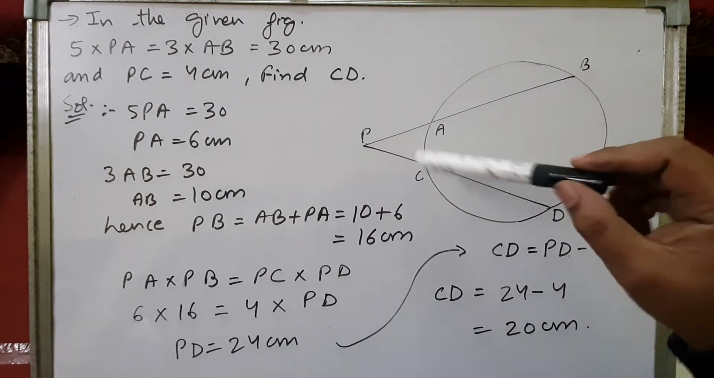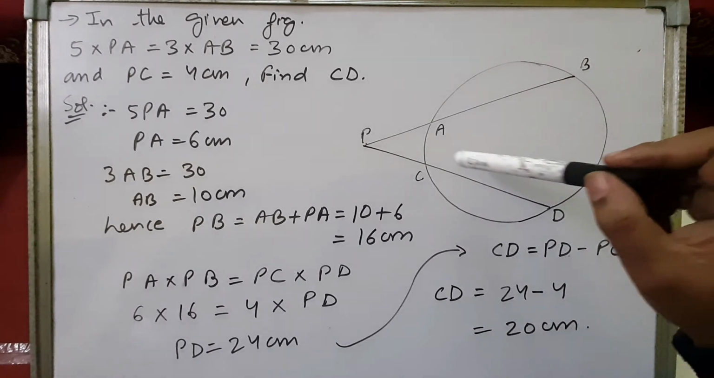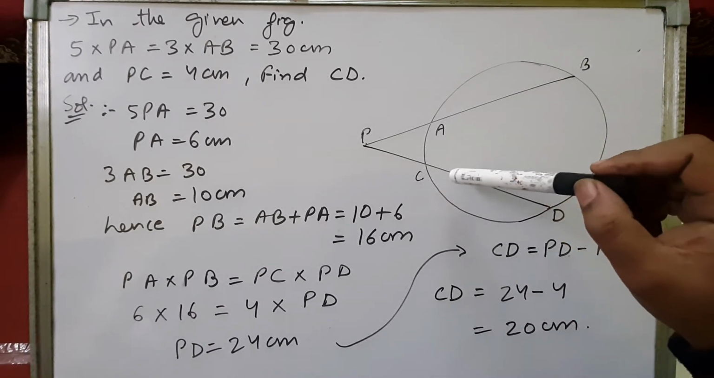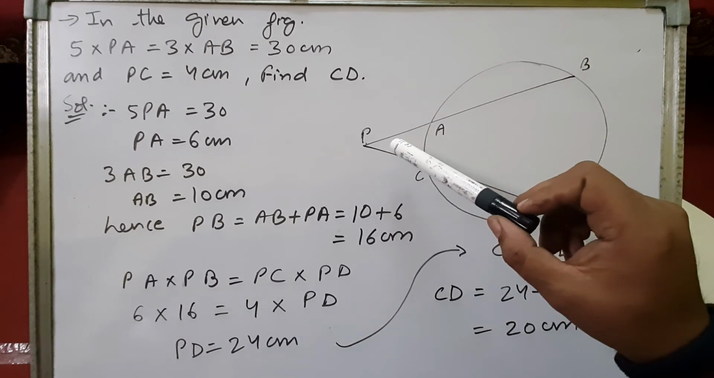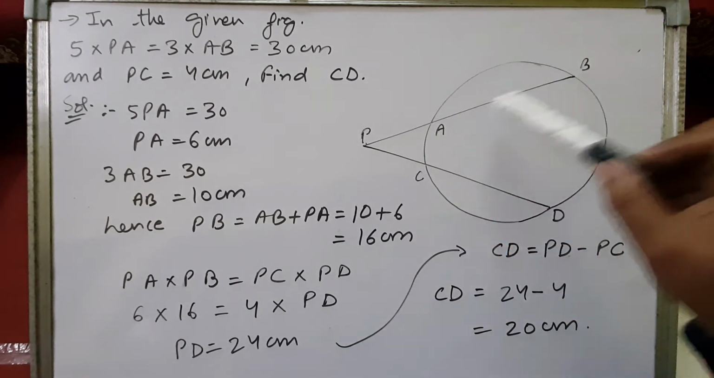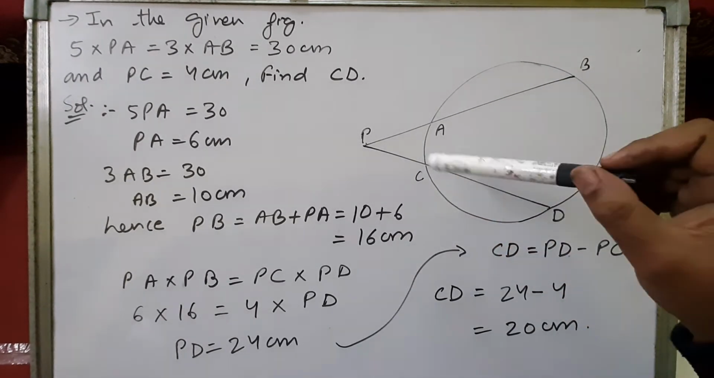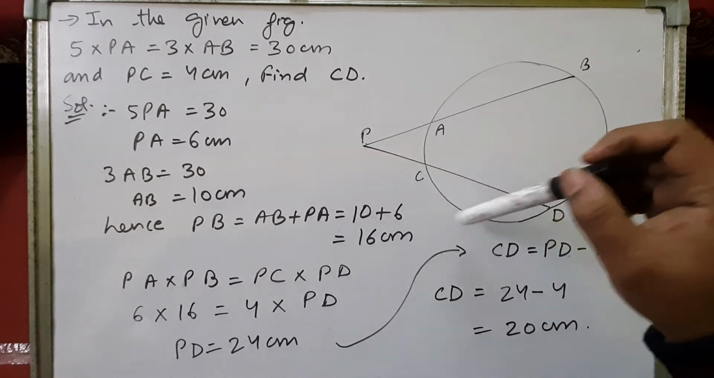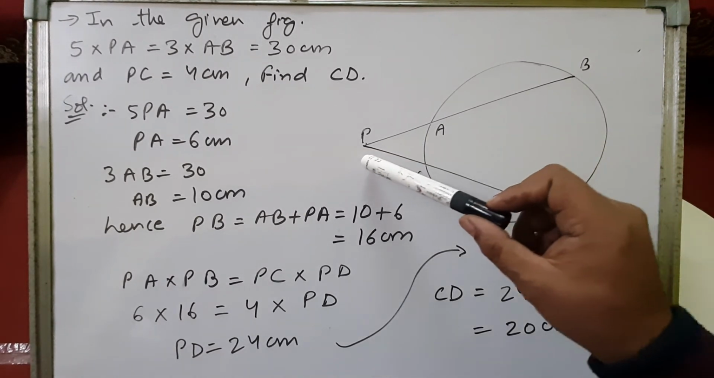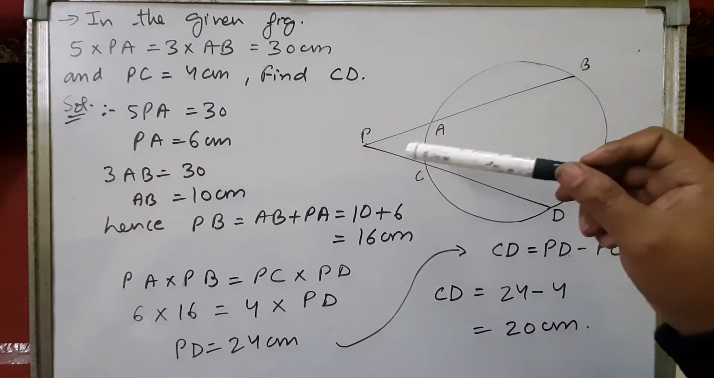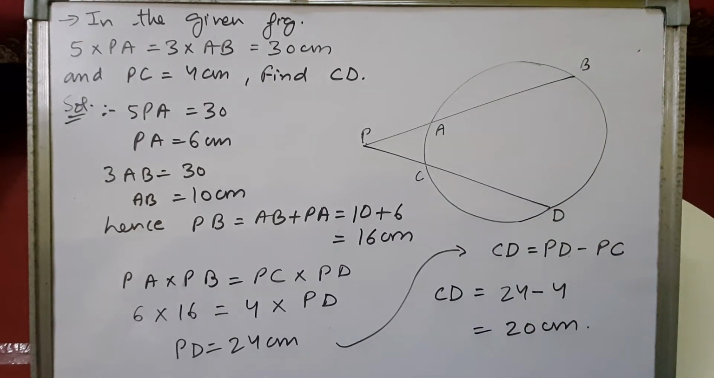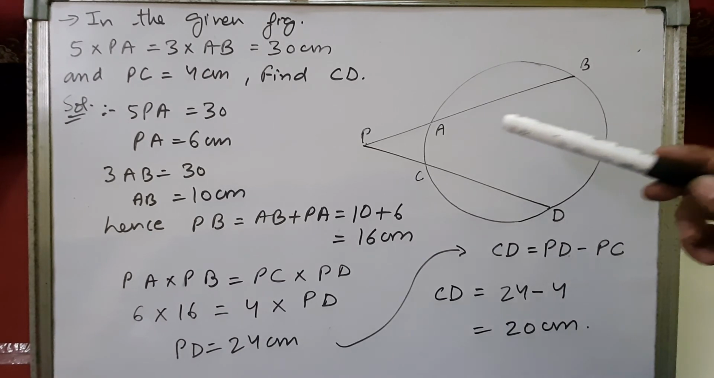PA, PB and PD are intersecting the circle at A and C, right? So these are two chords, AB and CD, which when we produce them, will intersect at point P. That means these chords are intersecting externally. We have studied the theorem which is based on the intersection of chords when done externally, right?